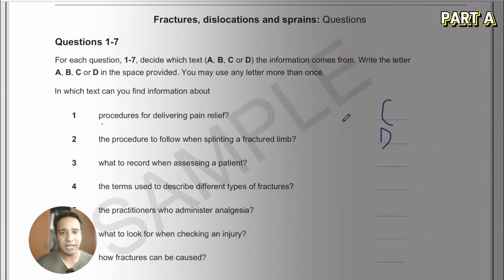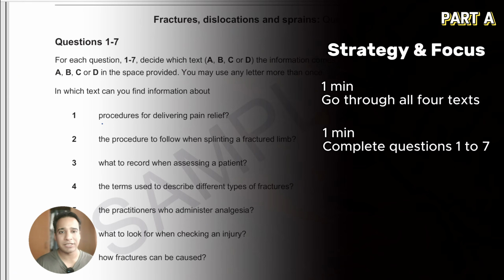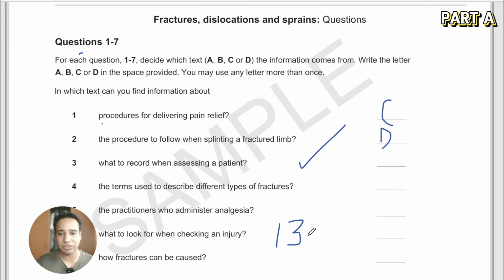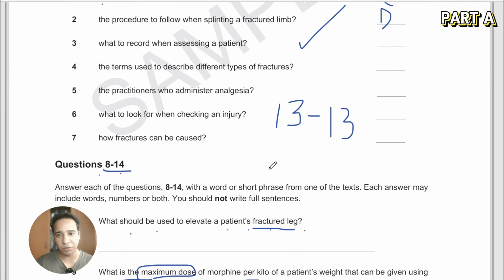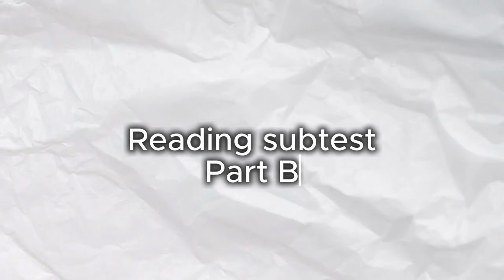Remember, part A is all about strategy and focus. In the first 1 minute, go through the text. In the second minute, go through questions 1 to 7 and do them quickly. Then you will have 13 minutes left with 13 questions left. So you can spend 1 minute on one question. But I recommend 40 seconds on one question so that you'll have some time left to review the answers. After completing part A of the reading subtest, you will have a break.